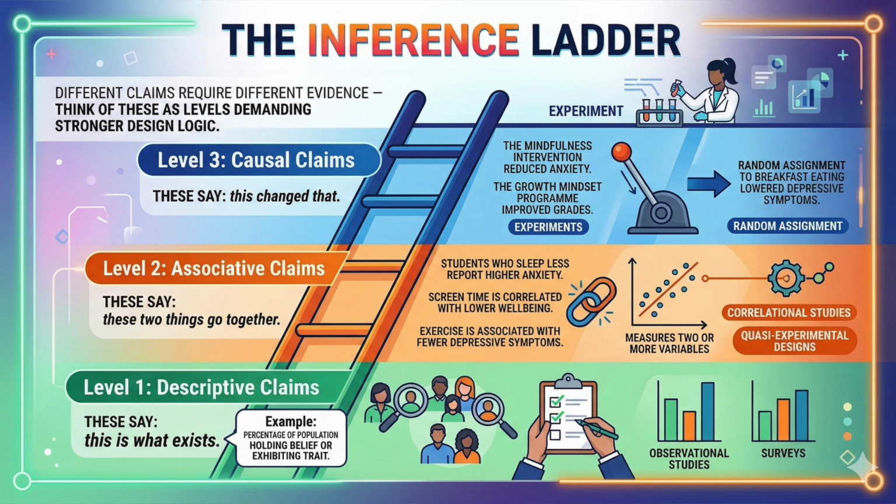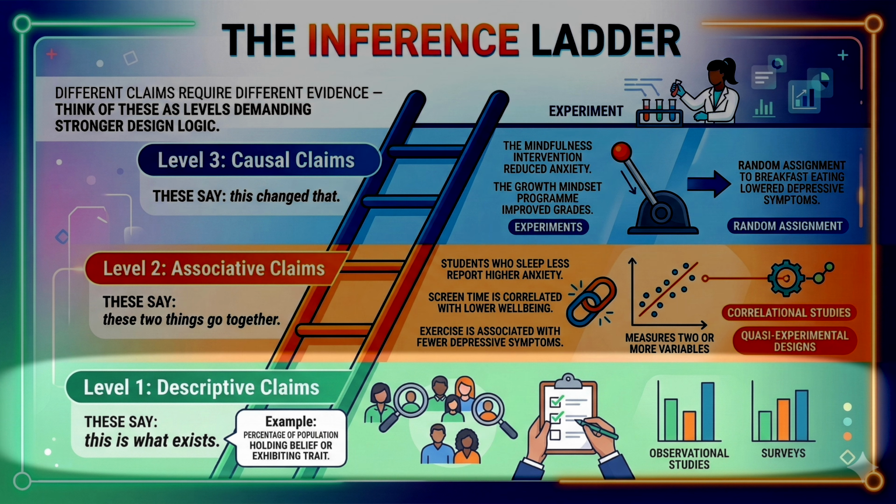Here's the core framework. Different kinds of claims require different kinds of evidence, and we can think of these as levels on a ladder, where each level demands stronger design logic. Level 1, descriptive claims. These say, this is what exists. 63% of Australian university students report moderate or high stress. That's a description. It tells you the prevalence of something in a sample.